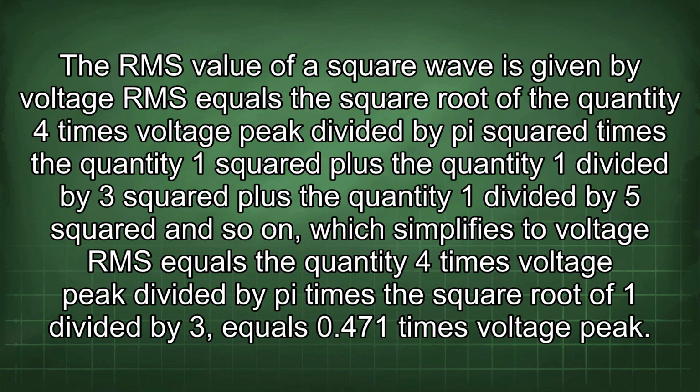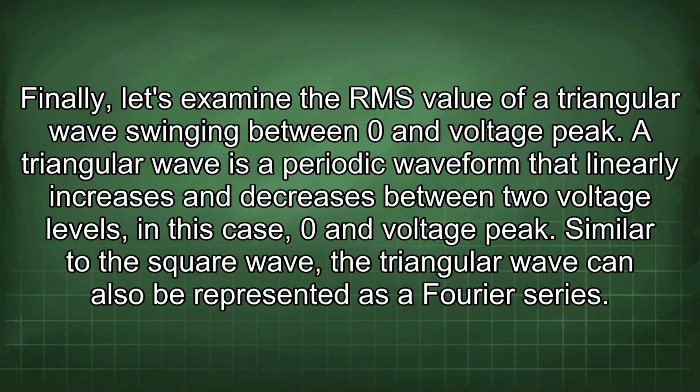The RMS value of a square wave is given by voltage RMS equals the square root of the quantity 4 times voltage peak divided by pi squared times the quantity 1 squared plus the quantity 1 divided by 3 squared plus the quantity 1 divided by 5 squared, and so on, which simplifies to voltage RMS equals the quantity 4 times voltage peak divided by pi times the square root of 1 divided by 3 equals 0.471 times voltage peak. Finally, let's examine the RMS value of a triangular wave swinging between 0 and voltage peak.